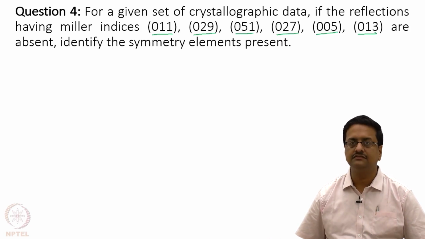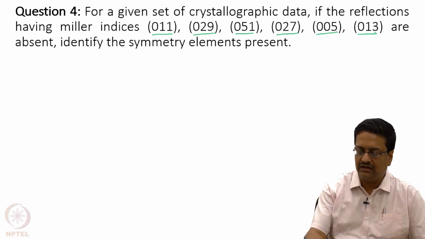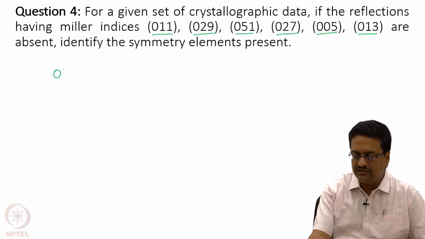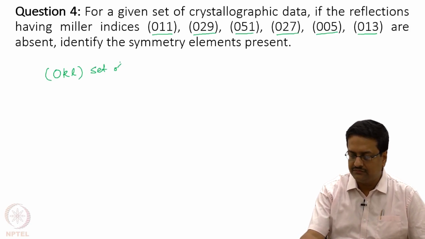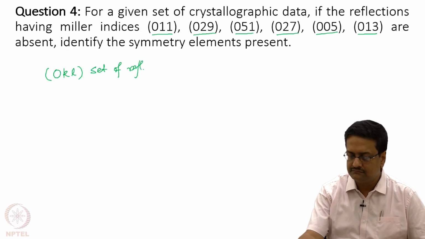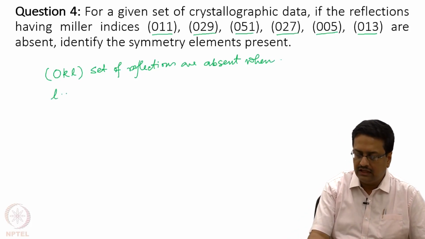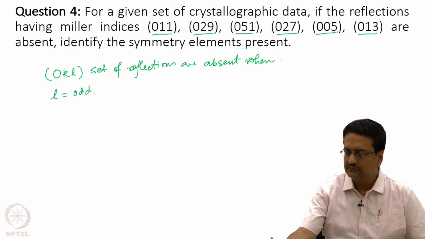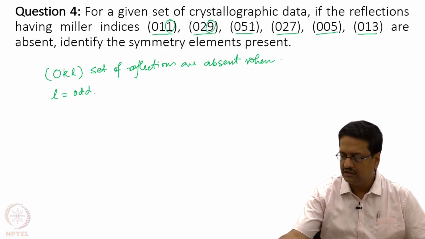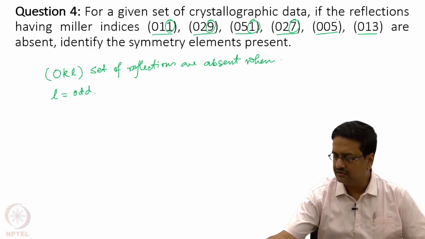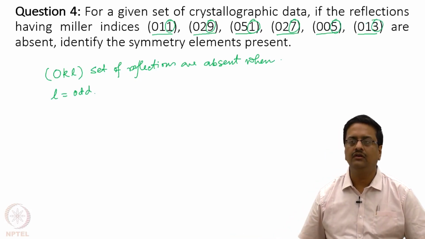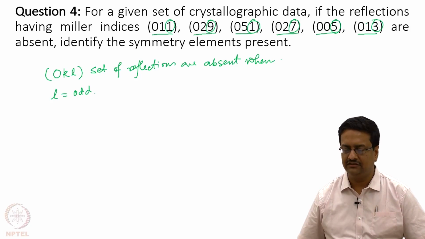On observing these reflections, you can clearly see that the 0kl set of reflections are absent when l is odd. You see, 1, 9, 1, 7, 5, 3, with all values of l being odd, are absent.